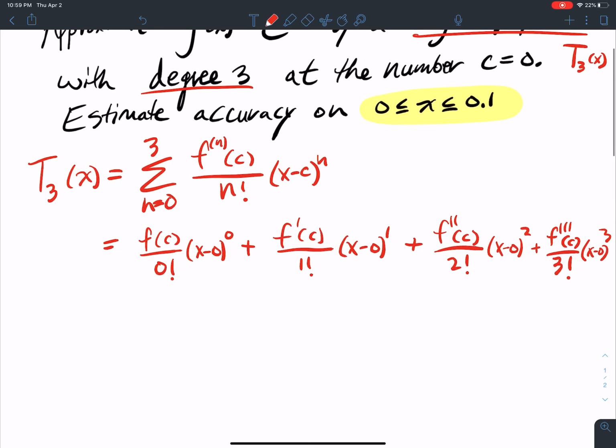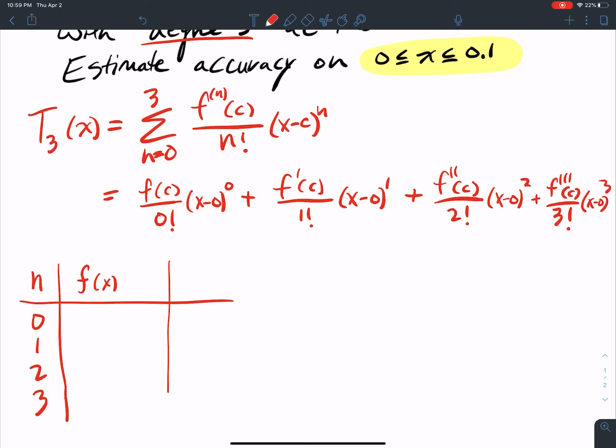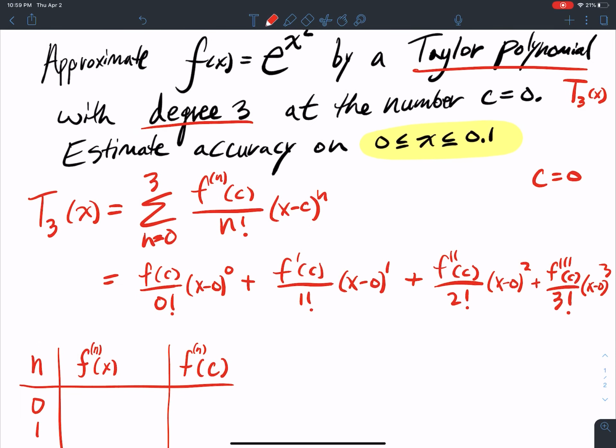Okay? So what do I need to calculate? I need to calculate f of c. I need to calculate f prime, f double prime, f triple prime. So let's do our little table. Okay, so 0, 1, 2, 3. And I've got my function, my f of x, and then my last column is going to be the function evaluated at c. So my c here is c equal to 0, and my function is e to the x squared, right?